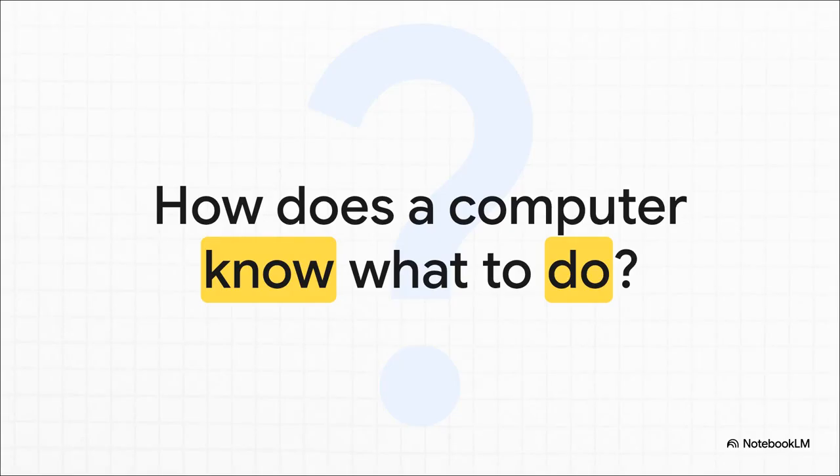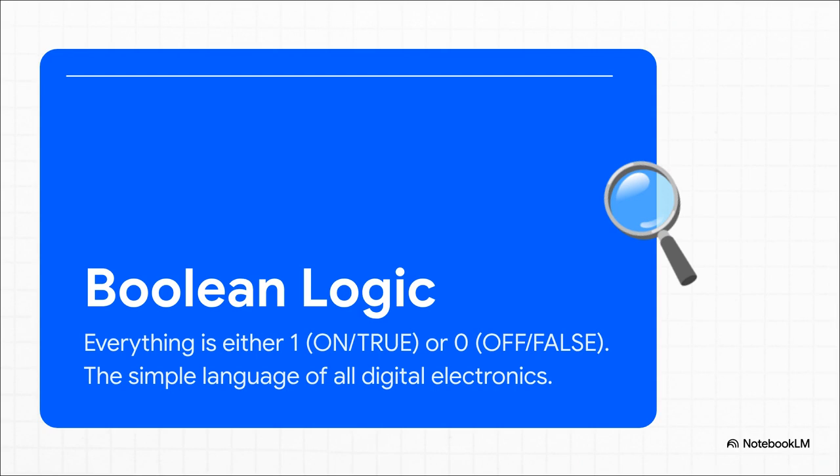So let's just ask the most basic question of all. When you press a key, you tap your screen, how does that machine, that chunk of metal and silicone, actually know what to do? How does it make a choice? Well, the answer is this thing called Boolean logic. And honestly, it is shockingly simple.